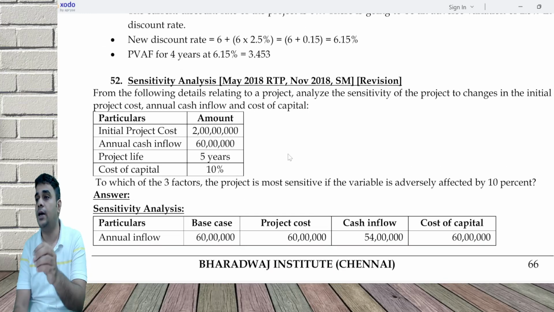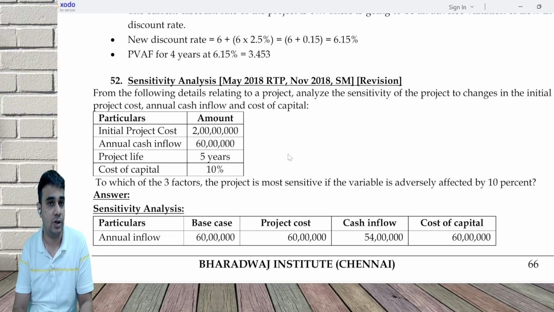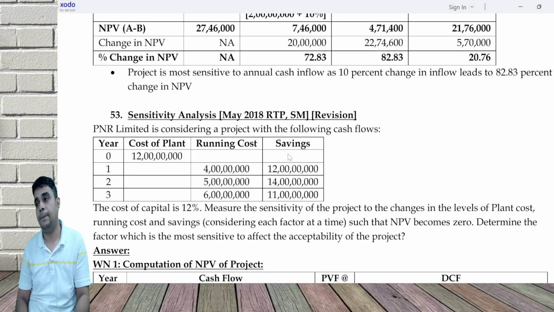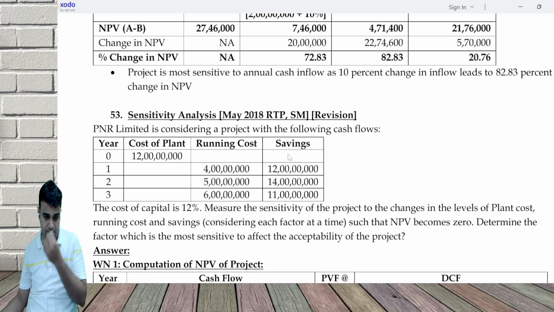Question 52 is something you try at home, where they are saying 10% change in each of the parameters. Go through 53.